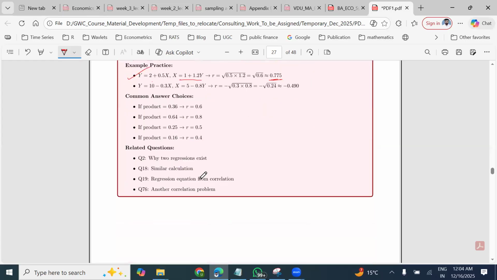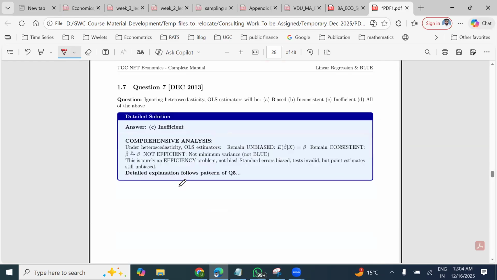Related question, what kind of question might come? Why two regressions will exist? Similar calculation will be there. Regression equation from correlation. So this kind of question you can expect. Now, this is very important: ignoring heteroscedasticity, the WLS estimator, which I already asked you.